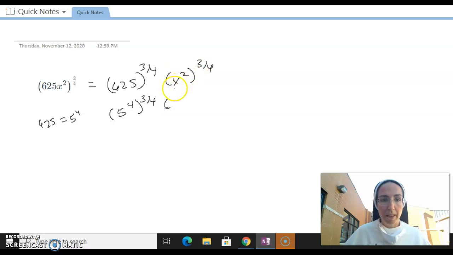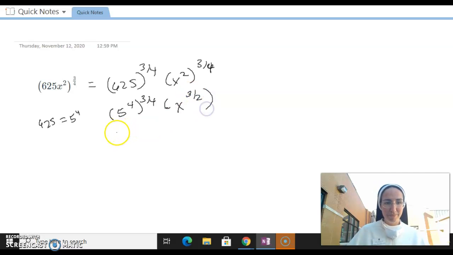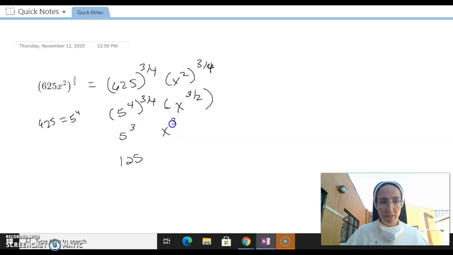And I'll multiply x squared times 3/4, and I'll get x to the 6/4, which is the same thing as 3/2. Okay, I'll multiply 4 and 3/4. I'll get 5 to the 3rd, which is 125. And I just get x to the 3/2. Now, this is a fraction that's greater than 1, so I could write it as a mixed number. It's equal to x to the 1.5, which is the same thing as x times x to the 1/2. So I could write this as x times the square root of x.